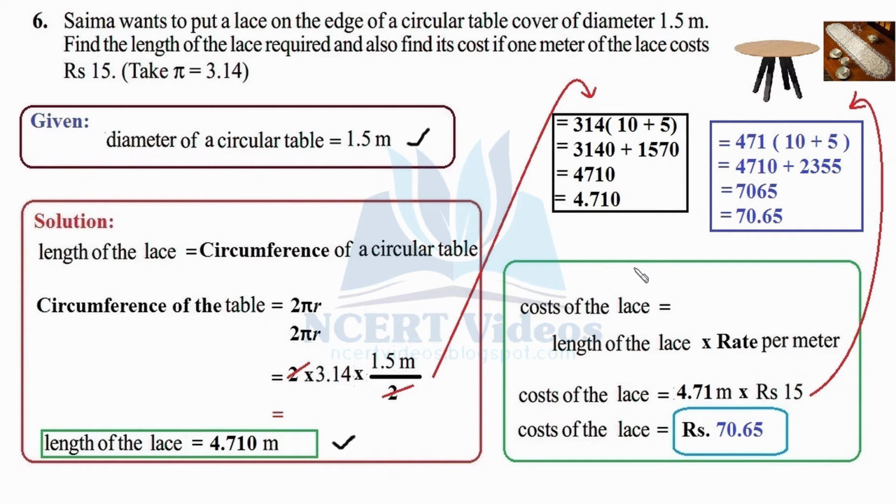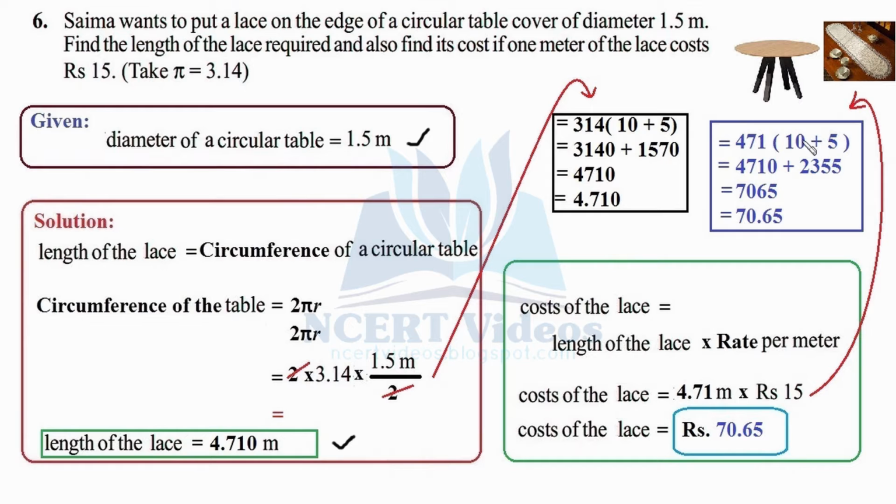Now we have to find the cost. Well, what is cost? The required length into rate. So the length of the lace is already found, and the rate is given as rupees 15. So the found length is 4.71, discarding 0, into the rate of 15 rupees. Now the cost of the lace will be, how we will solve it, 471 as it is, again discarding the decimal while solving it, 15 as 10 plus 5.